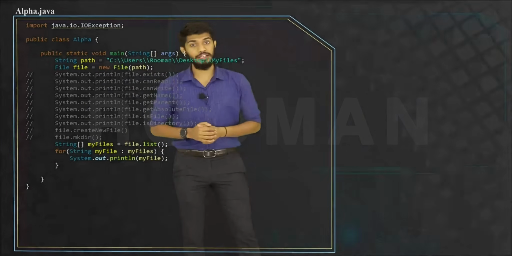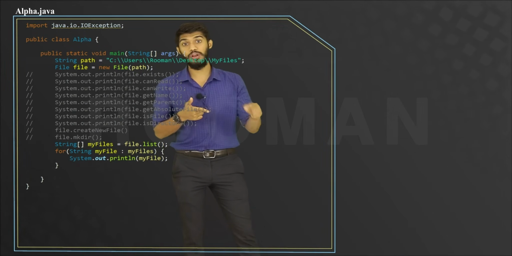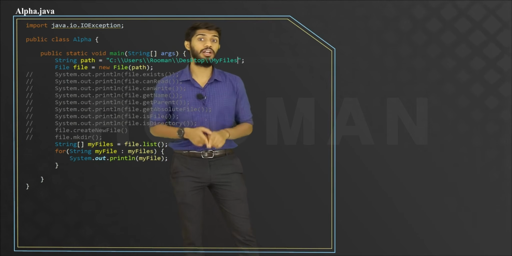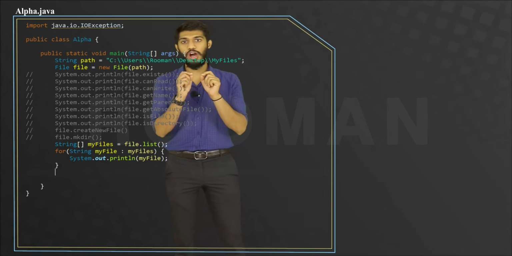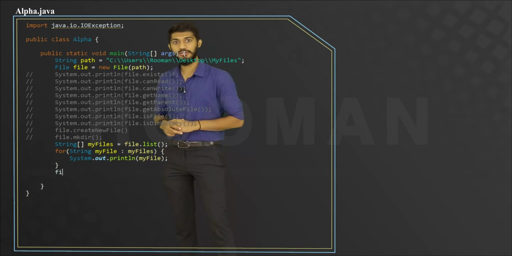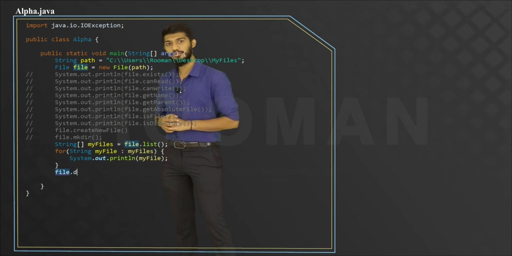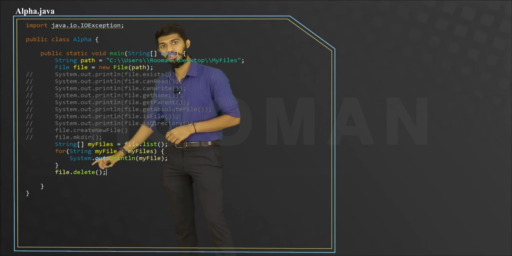Now one more thing that I need to do is, I have shown you how to create and how to list out. Now let me show you how to delete a file. The method to delete a file is delete. So how do I call this? It is very simple. I need to say file dot delete. That's it. If I write this much, it will delete a file.